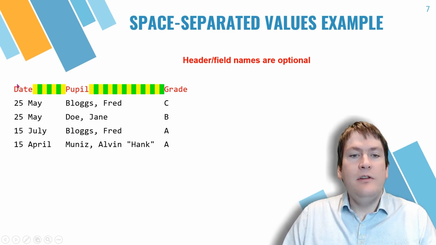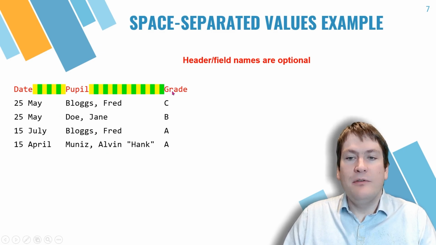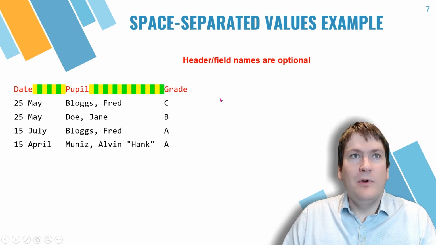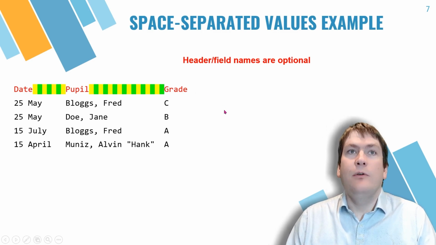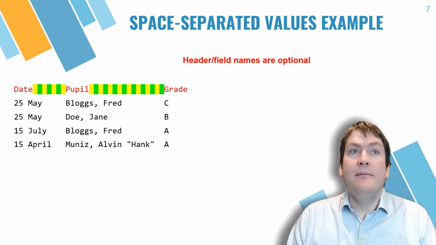It's also important to note that this header up here, the descriptive text, like this is the date, this is the pupil, this is the grade, is optional in a lot of these text formats. Sometimes you'll be given the headers, or the field names, or you can call them the column names, and sometimes you won't. It depends on how the text was formatted.